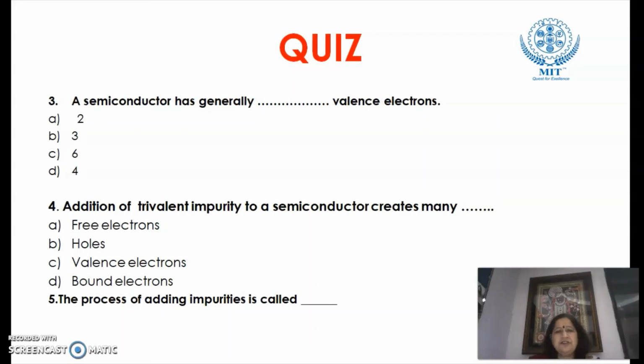A semiconductor has generally 4 valence electrons in its outermost orbit. Addition of trivalent impurity to a semiconductor creates what? Many free holes or electrons? Of course, it is holes, since it is a trivalent impurity. And the process of adding impurities is called doping.